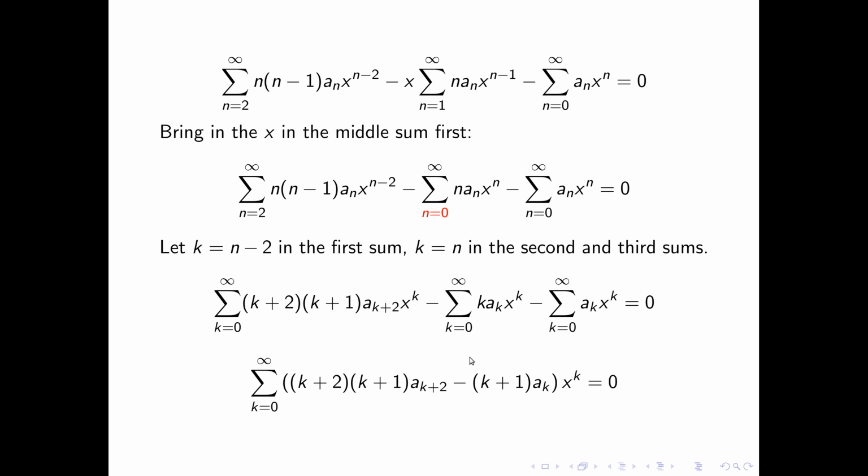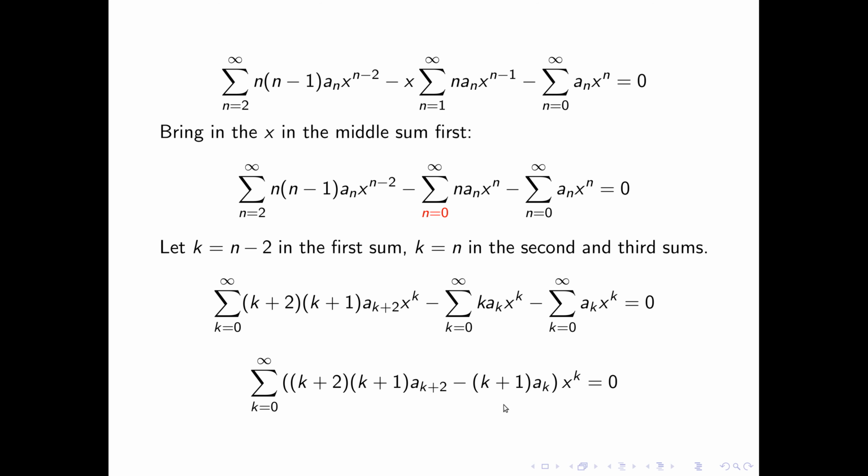Good. Does everybody see how we did that? I did a little bit of simplification here, right? So this was minus k a sub k and minus a sub k. So I factored the a sub k out and the minus out, and that left me with a k plus 1 between the two terms.